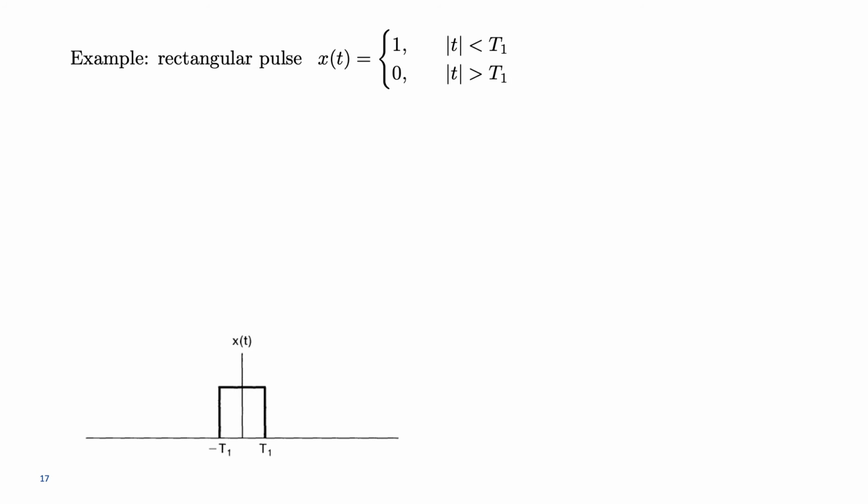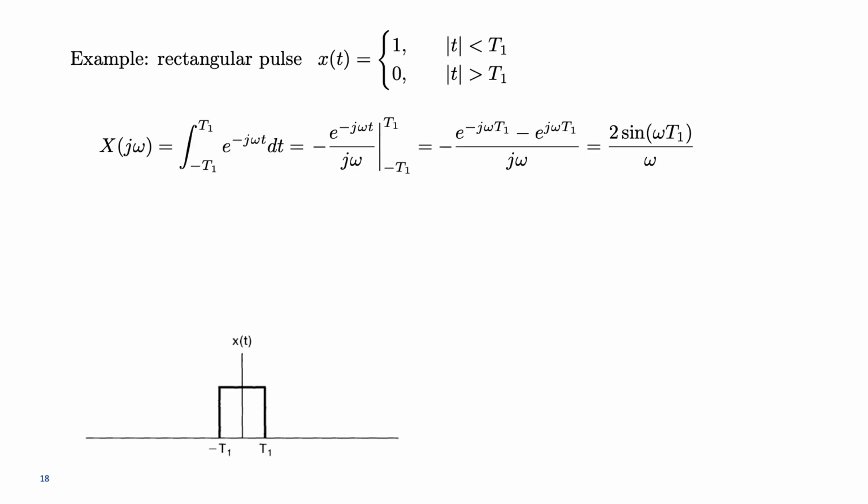Let's see another example, this time the rectangular pulse x of t. This pulse is 1 between minus t1 and t1, as you can see in the figure, and it's 0 elsewhere. Let's calculate the Fourier transform. Again, with the definition, the integral, which originally is between minus infinity and infinity, simply reduces to an integral between minus t1 and t1, because our signal x of t is 0 elsewhere.